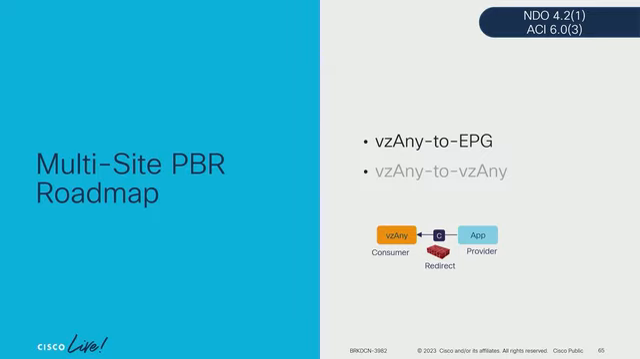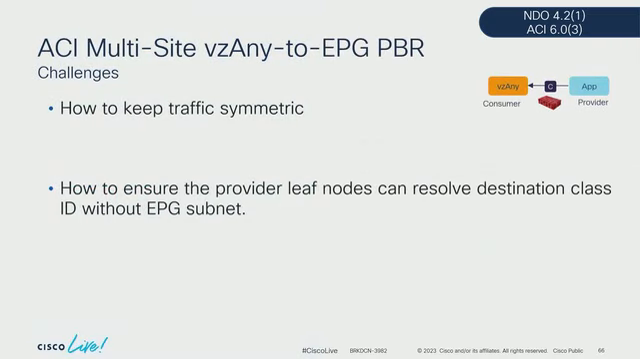We're also going to support L3Out to L3Out, but I'm going to talk about VZNE to EPG and VZNE to VZNE. So let's start with VZNE to EPG PBR in multi-site. We have two challenges. The first is how to keep traffic symmetric. For this, we also use provider leaf enforcement, similar to EPG to EPG.